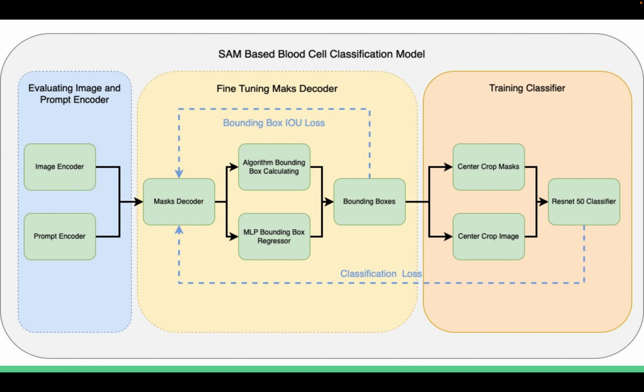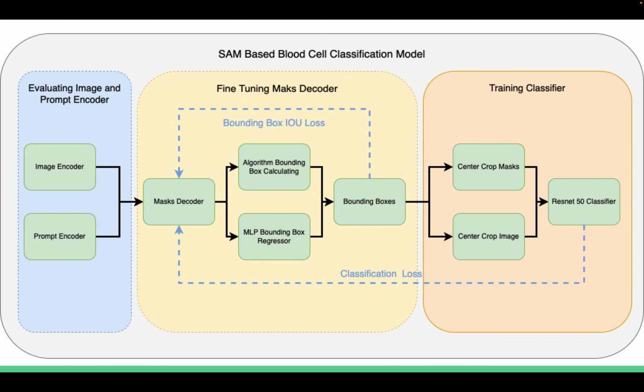Here's the structure of our Segment Anything Model. As shown in this flowchart, we only train the mask decoder, as the image and prompt encoder is trained with versatile and very large image datasets. So we only train that part, and we first calculate the bounding box from the mask, and we use IOU and backward this part of the losses, and then we use a pre-trained ResNet 50 as the classifier, and we can backward the classification loss too.